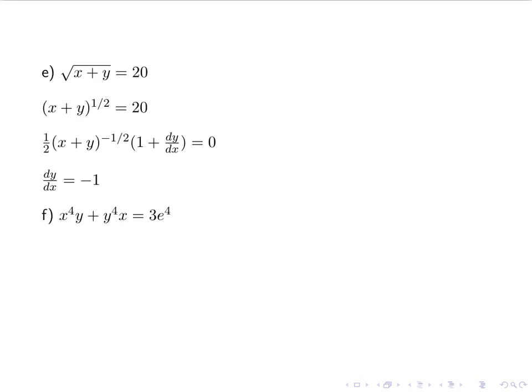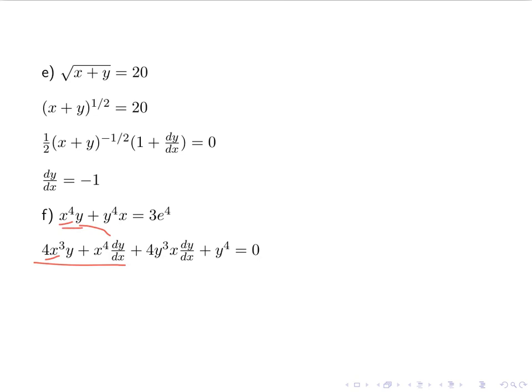Let's try our last one. x to the 4th y plus y to the 4th x equals 3e to the 4th. Both of those on the left-hand side involve the product rule. So I have the derivative of x to the 4th, which is 4x cubed, times the other function, which is y, plus the derivative of y, which is dy/dx, times the other function, x to the 4th. So that's my first term.